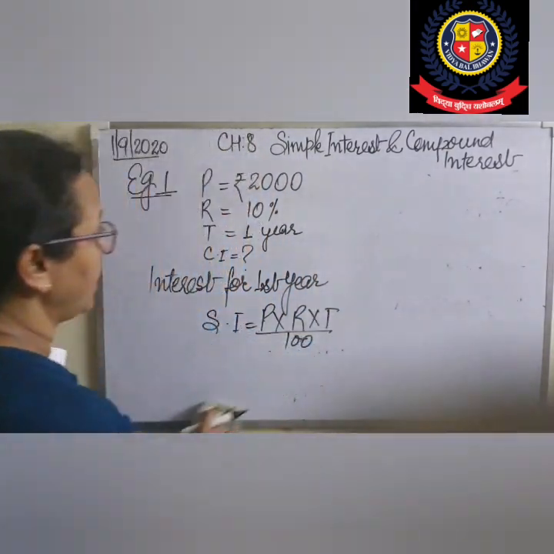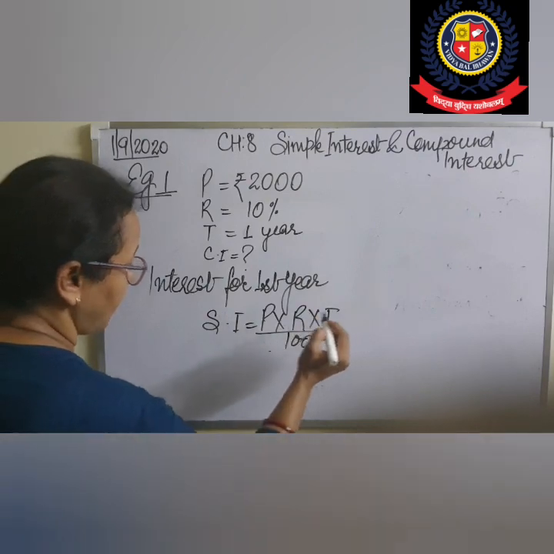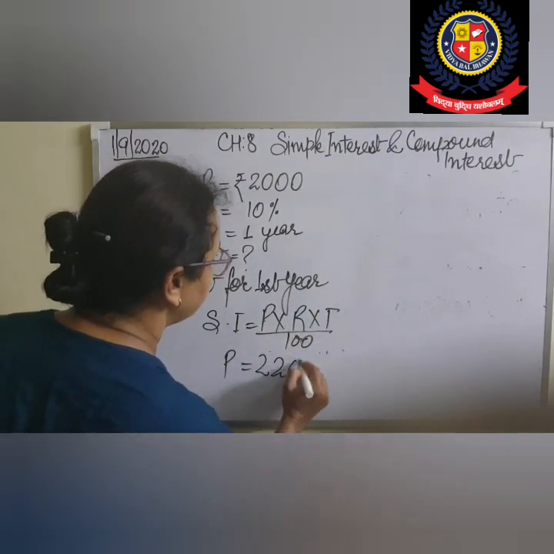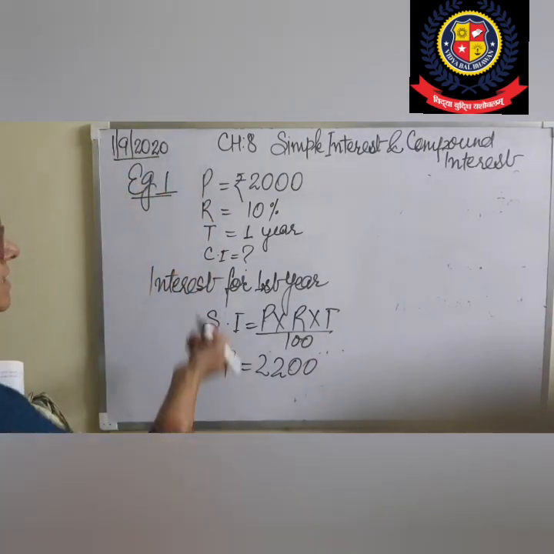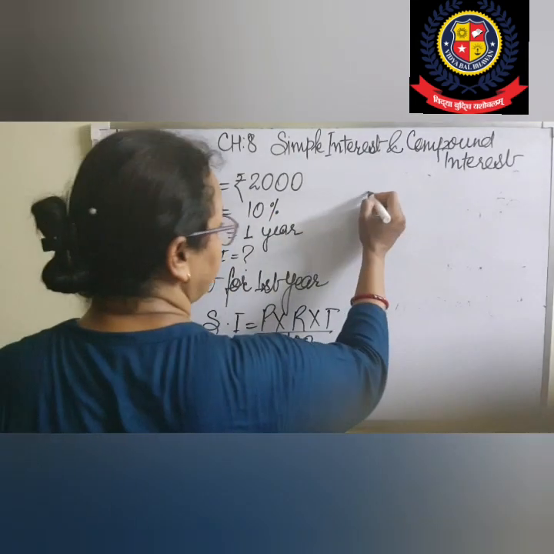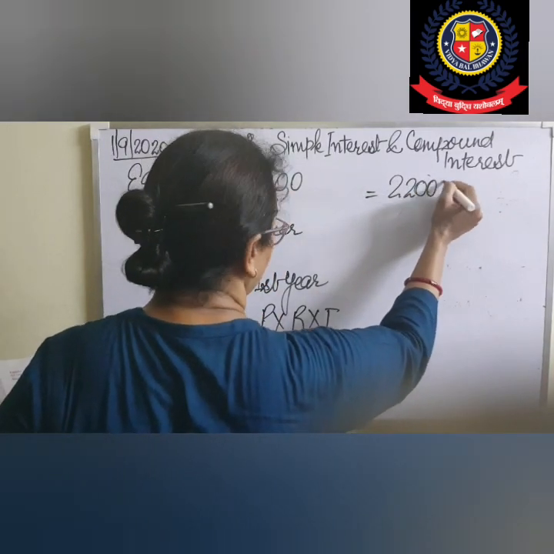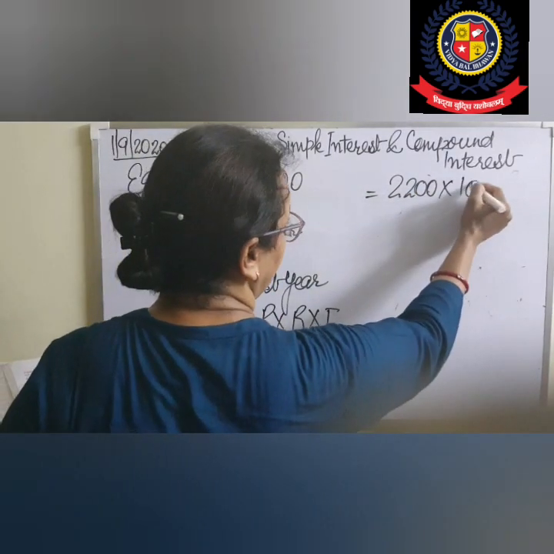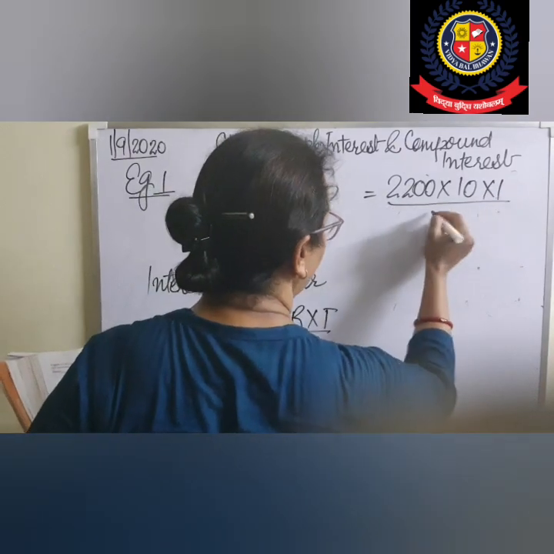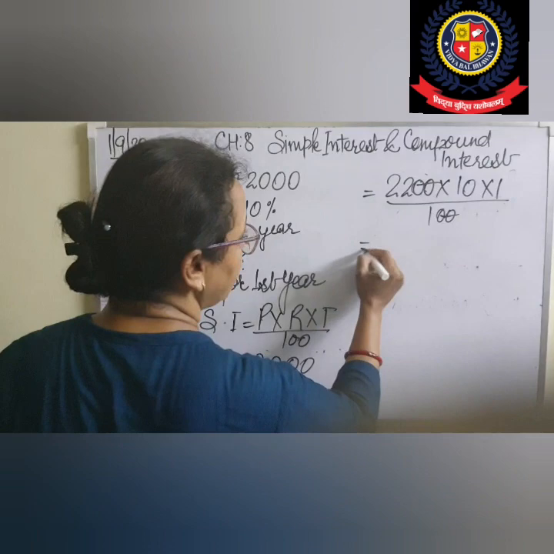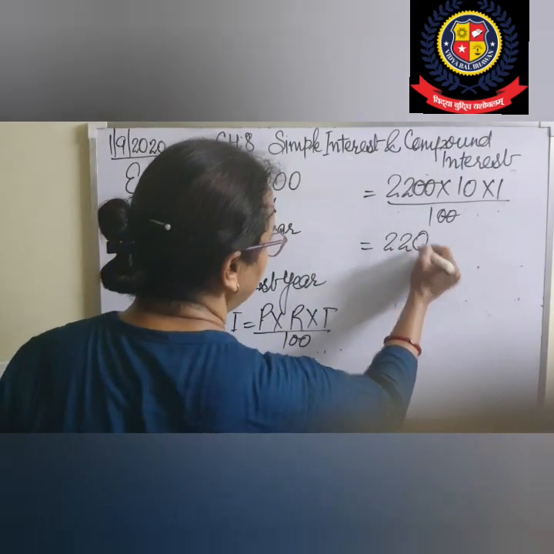Right? Now principal P is equal to 2200 rupees. Rate we are having is 10% and time is 1. That is 2200 into rate 10, time 1, upon 100. Right? 20 will be cancelled out by 20. That will be 220 rupees.